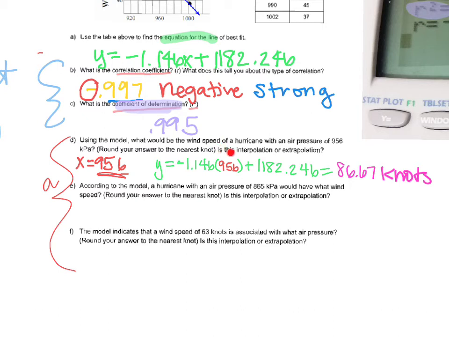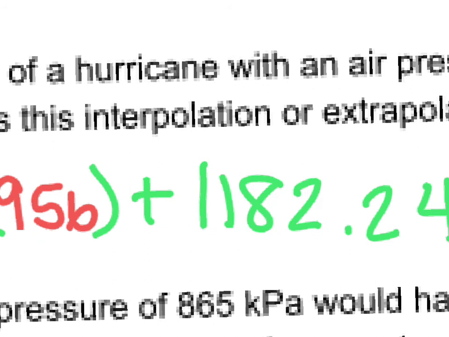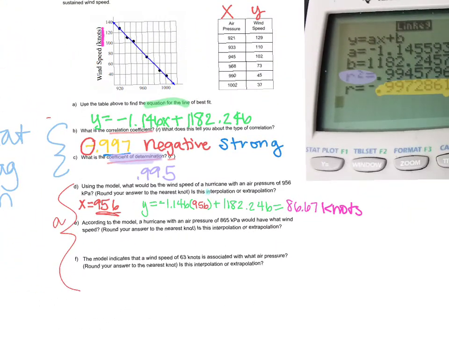Then it says, is this interpolation or extrapolation? So we looked at what the definition of this meant before. Interpolation means that what we're looking at is inside the data that we're given, and extrapolation means that it's going to be outside the data that we're given. So all you have to look at to figure this out is the numbers that you currently have, the information you were given.